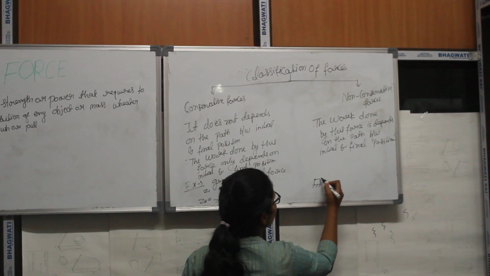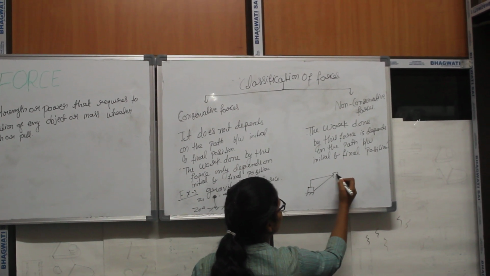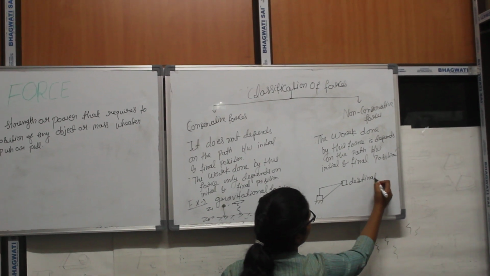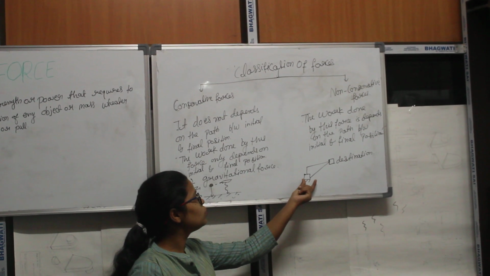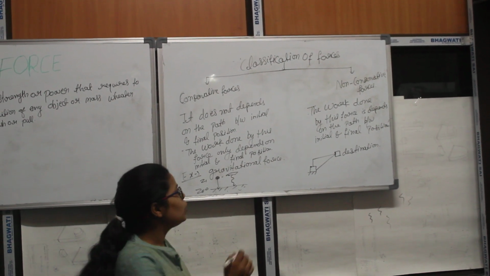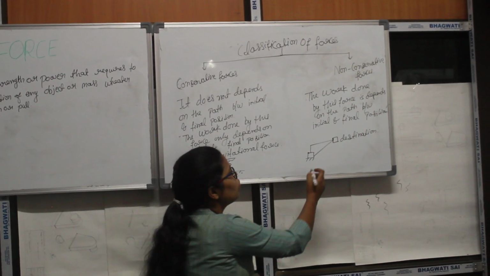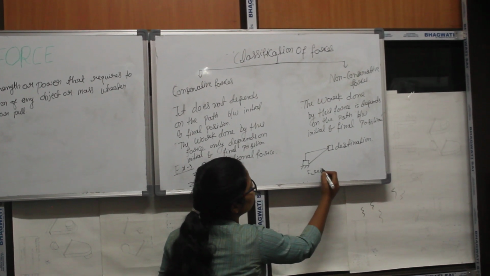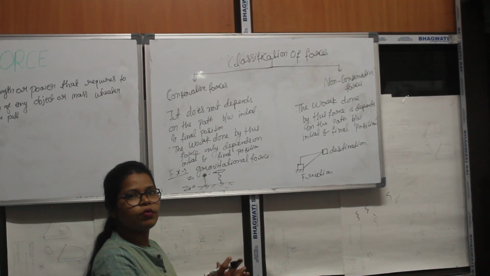If this is the block and these are the two paths, this is the destination point. We have to drag this object from this point to this point. We have two different paths. We know that if more force is applied, then more work is done. So I am taking friction force as the example, because we are dragging: the more we drag, the more friction force comes.